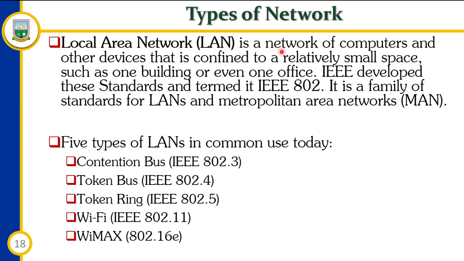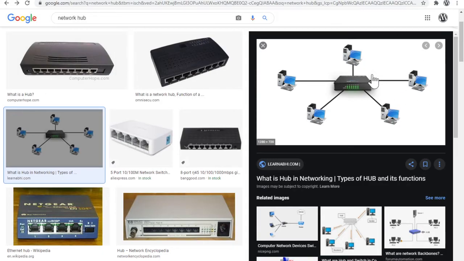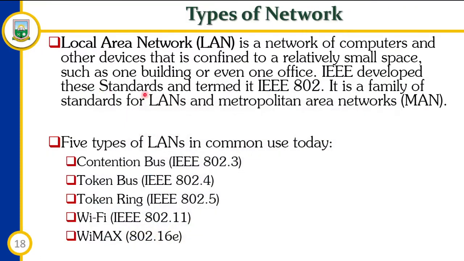So a local area network, which is LAN, is a network of computers and other devices that is confined to a relatively small space, such as a building or even one office. So when you set up a network in your office like this one, this is just an example of a local area network.